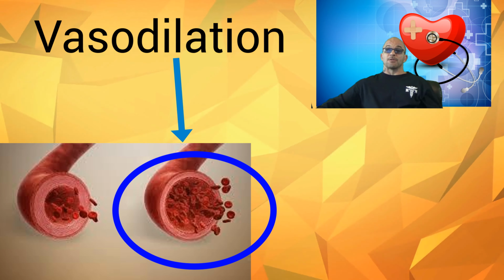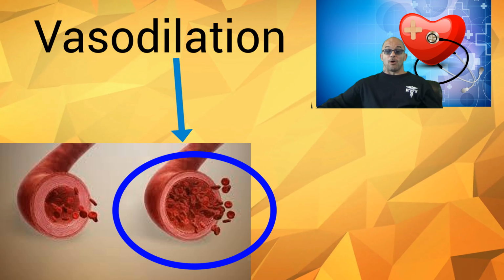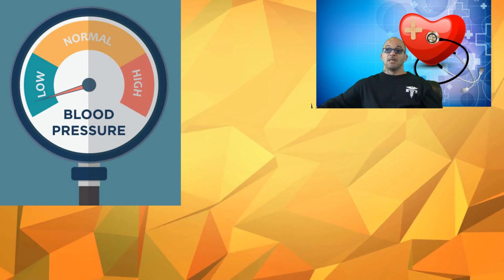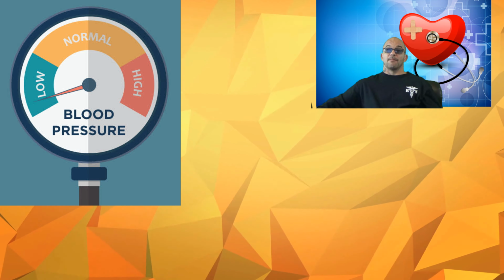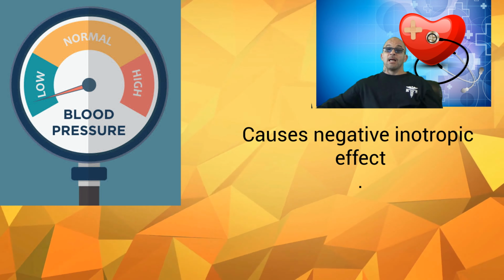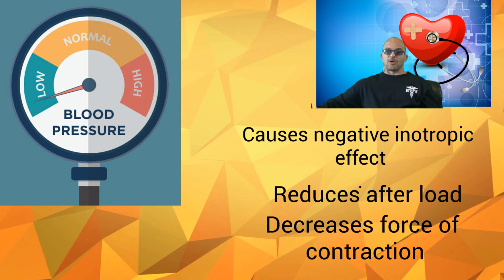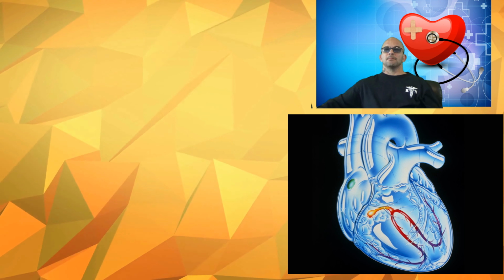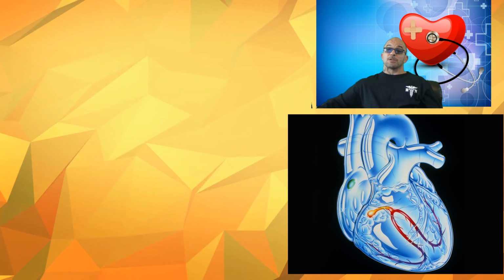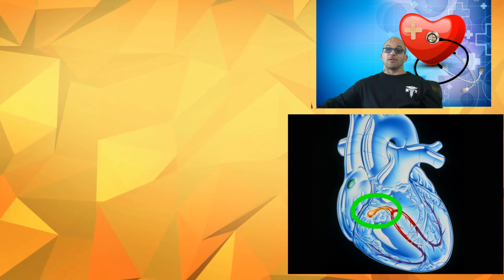Calcium channel blockers can reduce the contraction of the arteries, which causes vasodilation. This will lower the pressure of the blood and cause a negative inotropic effect on the heart as it reduces its afterload and decreases its contraction force. Calcium channel blockers work in the nodal tissue, specifically at the atrioventricular node.